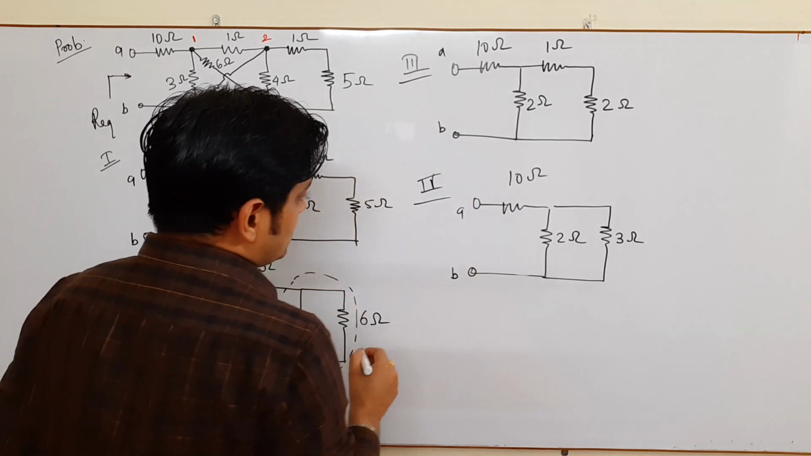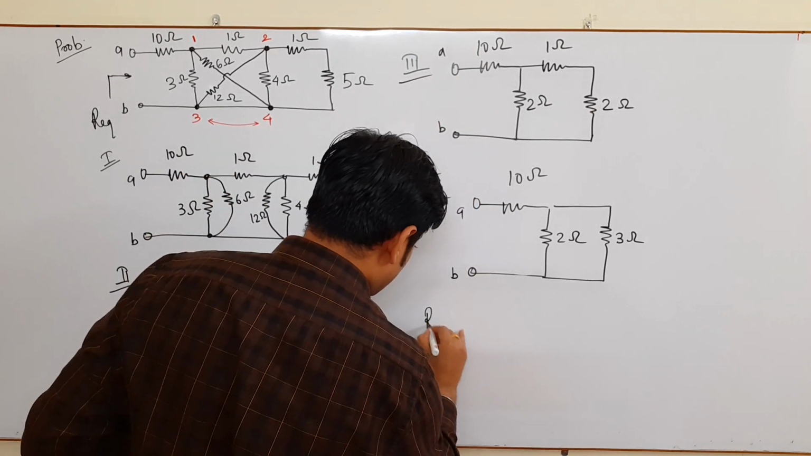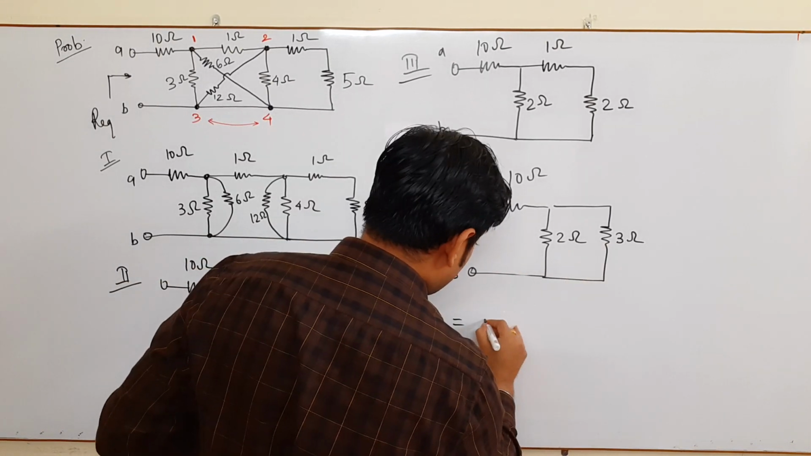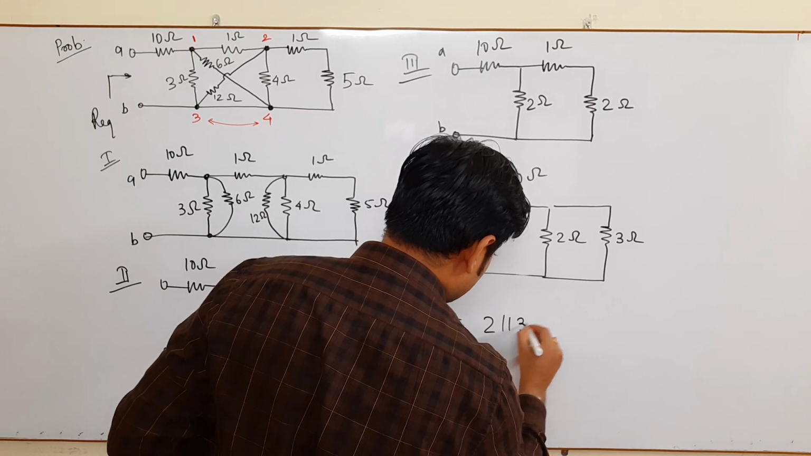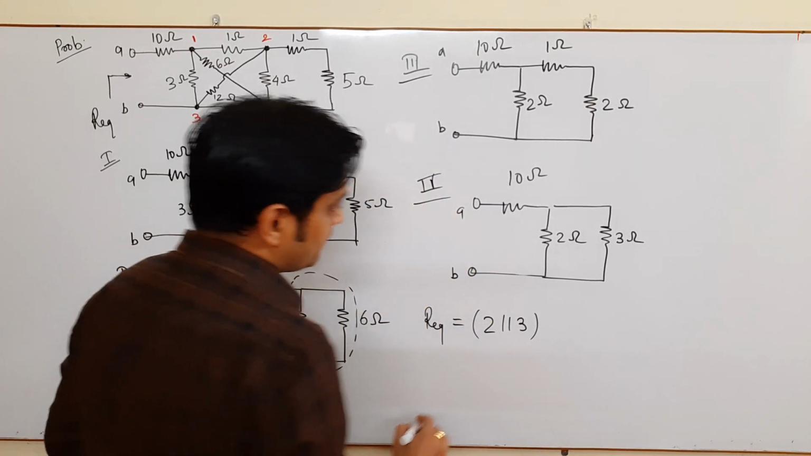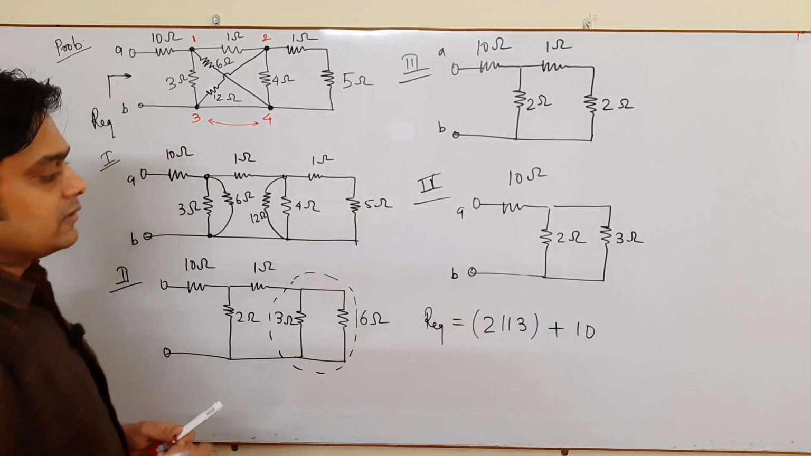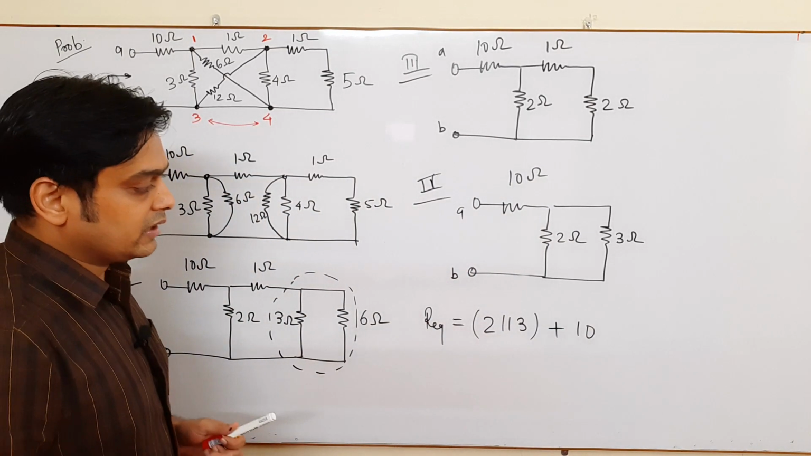So finally, can you say the value of R equivalent at terminal AB is what? These 2 and 3 are in parallel. I will write in this fashion. This represents 2 and 3 are in parallel, and it is in series with 10 ohm resistance. So this is your value of R equivalent.